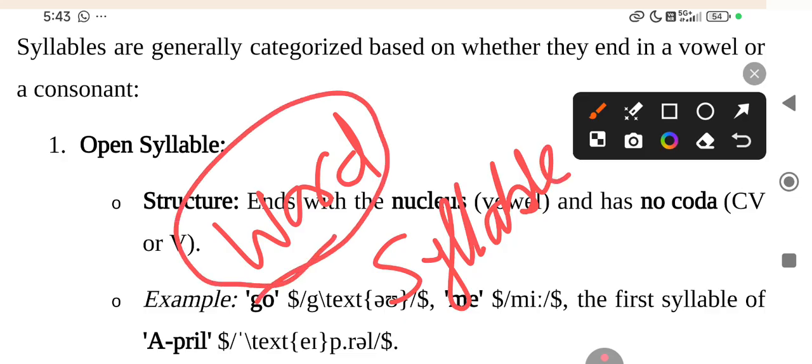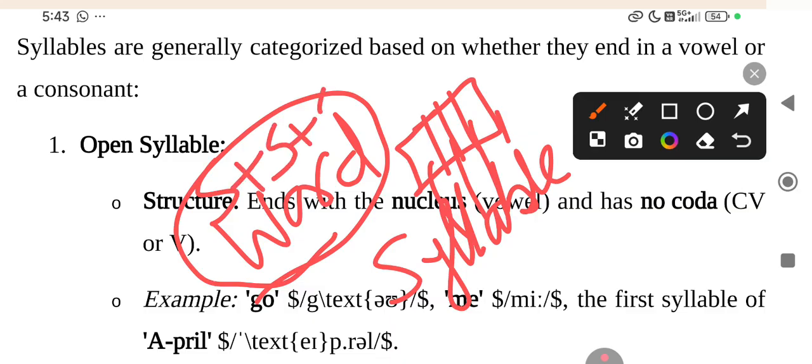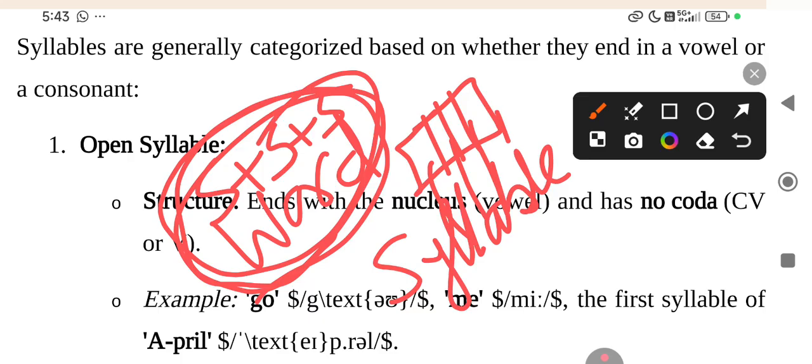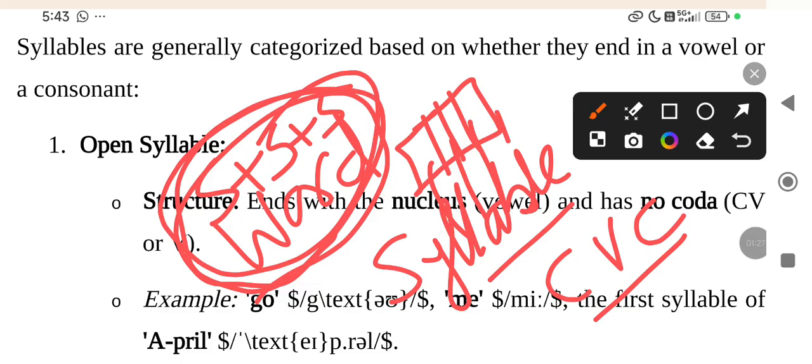A word is complete. In a word there may be three or four syllables, right? So a word is made up of syllables; it is a combination of syllables. And a syllable is a combination of consonant, vowel, consonant. This is the basic structure of a syllable.